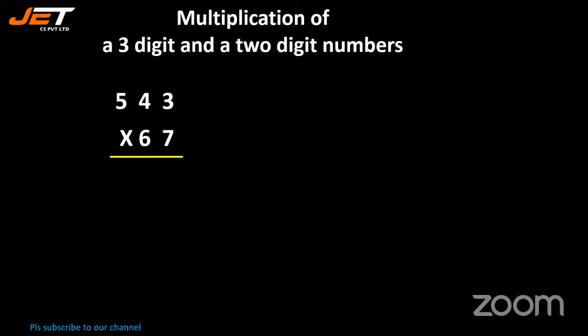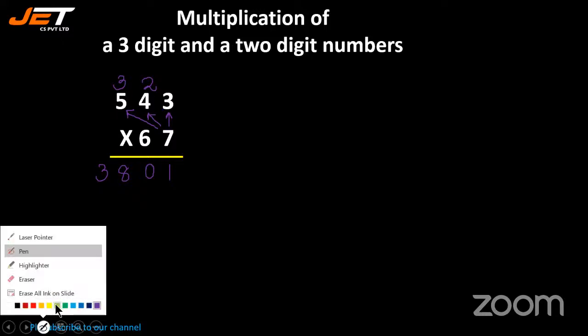Okay, so first 7 times 3. 7 times 3 is 21. 2 here, 1 here. 7 times 4 is 28. Plus 2, 30. 7 times 5 is 35. Plus 3, 38. Okay. 7 times 3 is 21. 2 here, 1 here. 7 times 4 is 28. Plus 2 is 30. 7 times 5 is 35. Plus 3 is 38. Now, we have multiplied with 7.